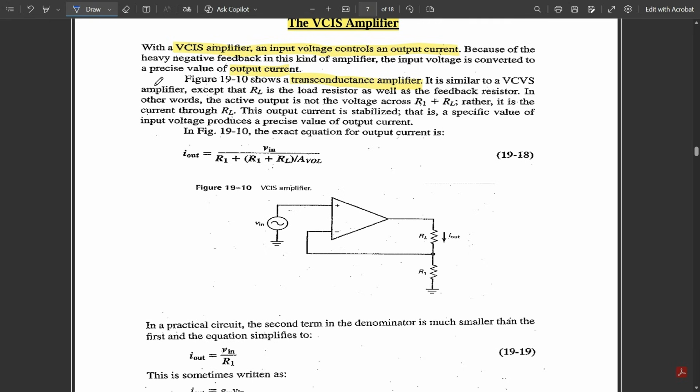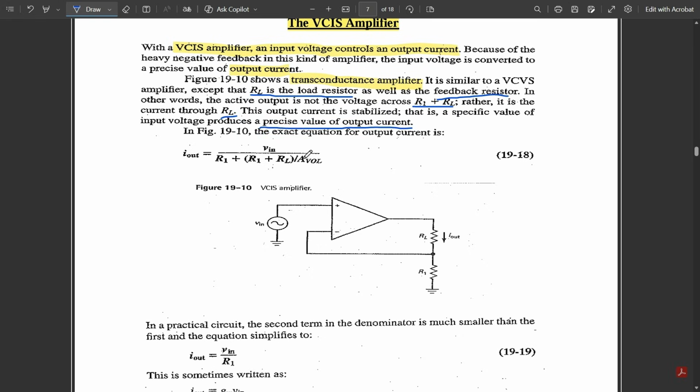It is similar to a VCVS amplifier, except for RL, the load resistor, as well as the feedback resistor. The load resistor here acts as the feedback resistor in this case. In other words, the active output is not the voltage across R1 plus RL, rather it is the current through RL. So here the output is not a voltage across; instead of voltage, we are using the word current. We are not having any voltage here. Instead of voltage, it is current, because the name itself suggests it is a voltage controlled current source. That's why voltage is converted to current. This output current is stabilized, that is, a specific value of input voltage produces a precise value of output current.